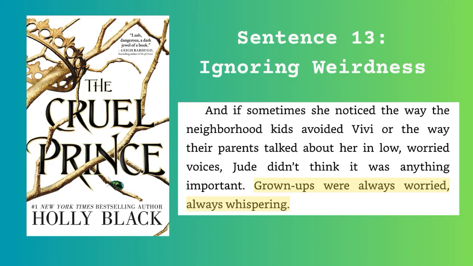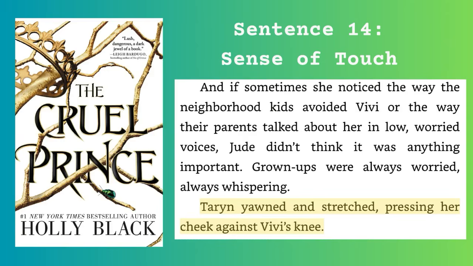Sentence 13. Grown-ups were always worried, always whispering. Is that true? Are they always worried? Are they always whispering? Sentence 14. Taryn yawned and stretched, pressing her cheek against Vivi's knee. Sweet moment, sister bonding, and sense of touch. We're really pulled in. We know what that's like, pushing our face against someone. We know that. So we're right in the scene. Sense of touch, really important to pull the reader in and make them feel like they're there.